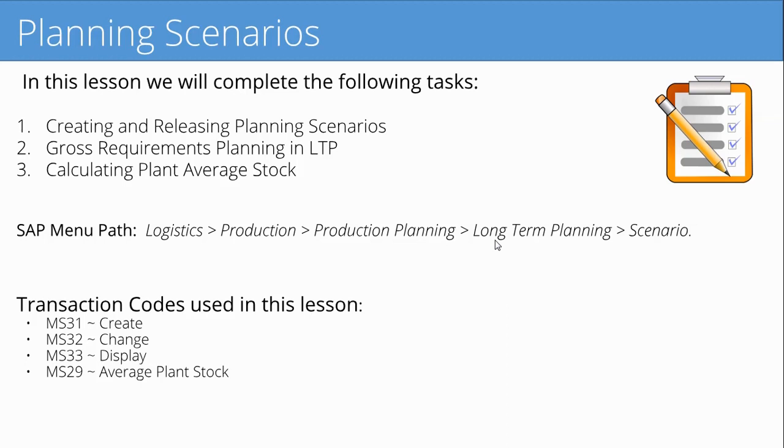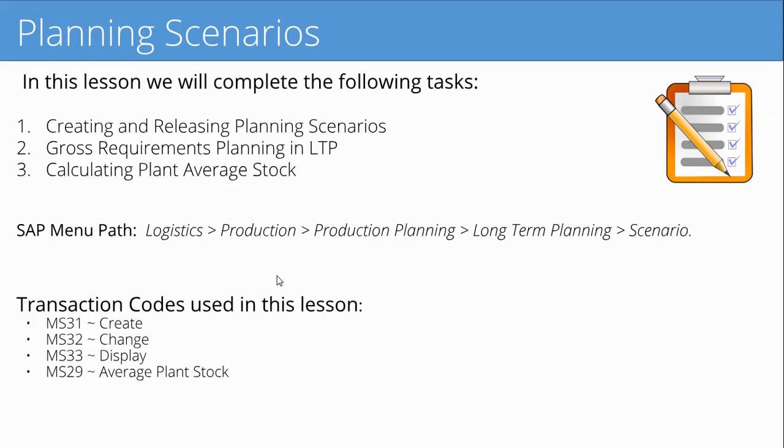The SAP menu path that we will be mostly in is Logistics, Production Planning, Long-Term Planning, and Scenario. The transaction codes we will be using are MS31 to create a scenario, MS32 to change a scenario, MS33 to display the scenario, and MS29 is that special average plant stock report that I told you I am not going to be able to run, but I will show it to you.